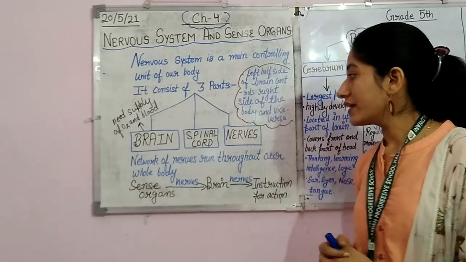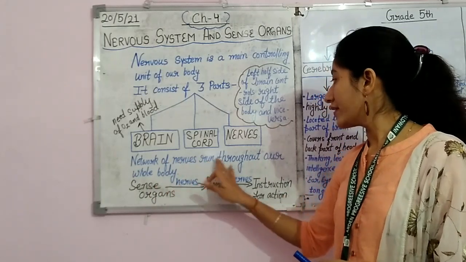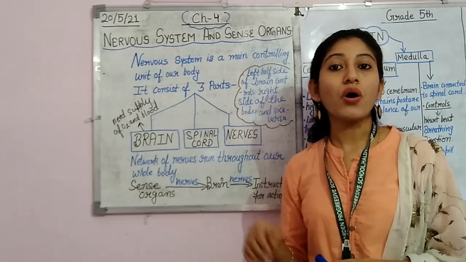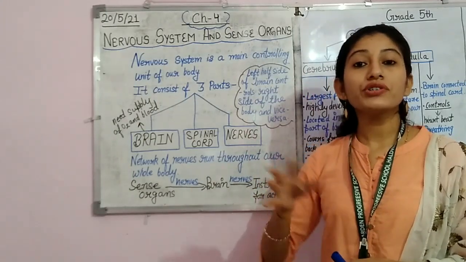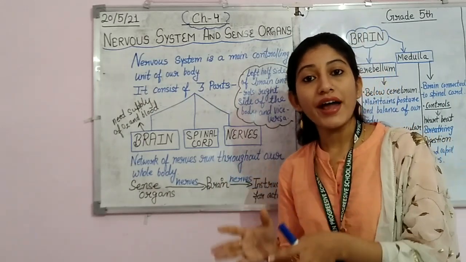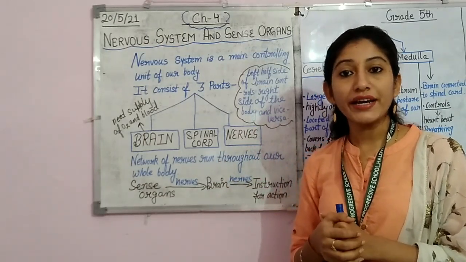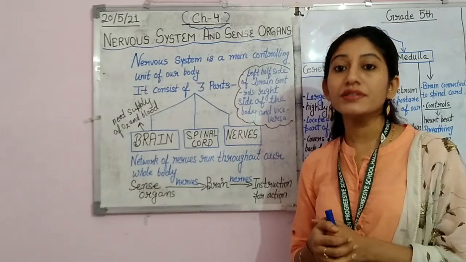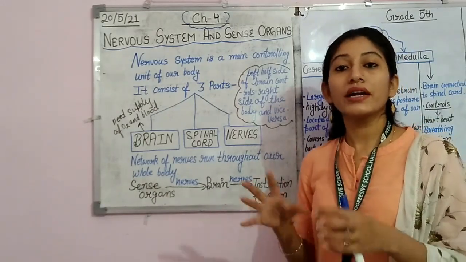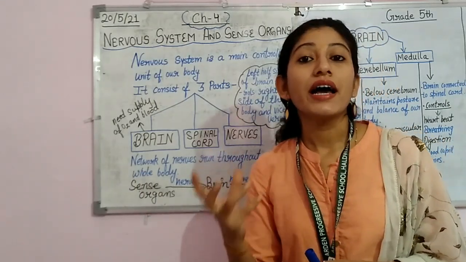Now see what is written here: a network of nerves runs throughout our whole body. What is it saying? It means that in our whole body there is a well developed network of nerves, which is helping our body, and it helps in functioning. Now let's see how it helps in functioning.